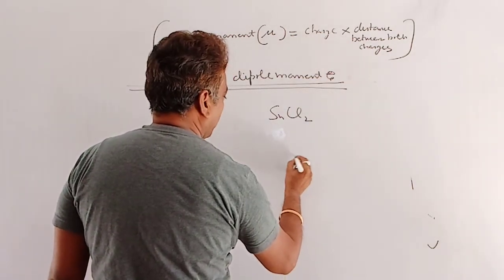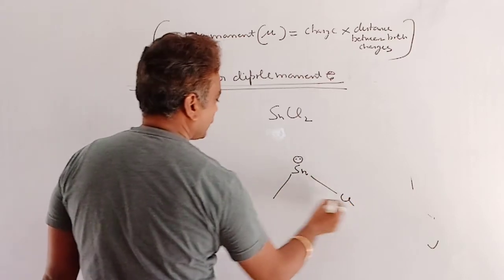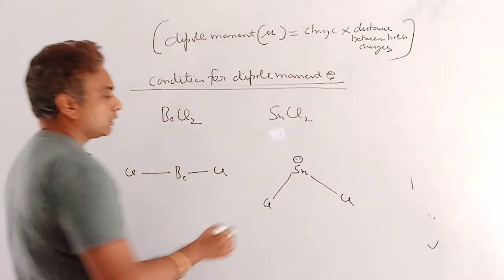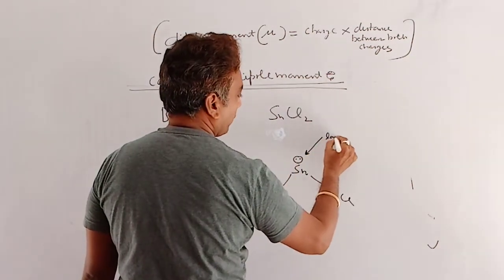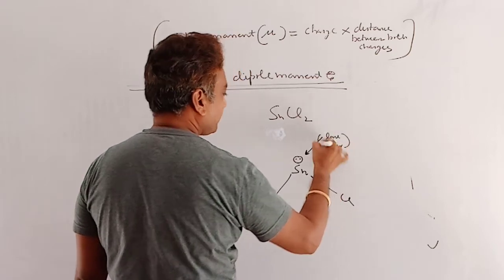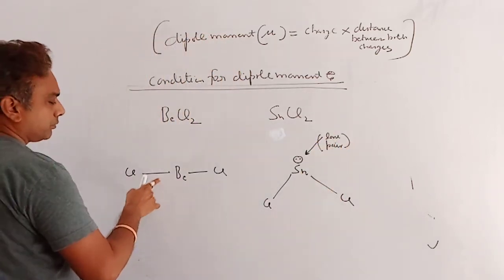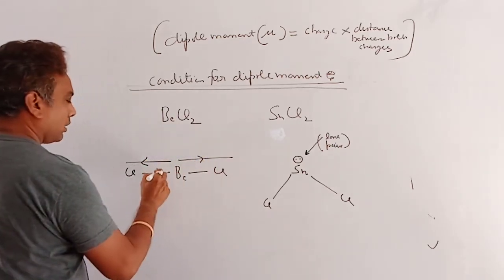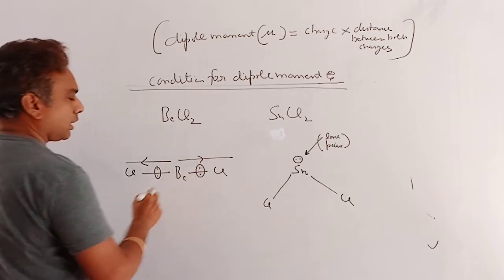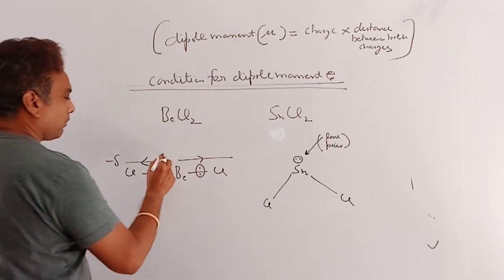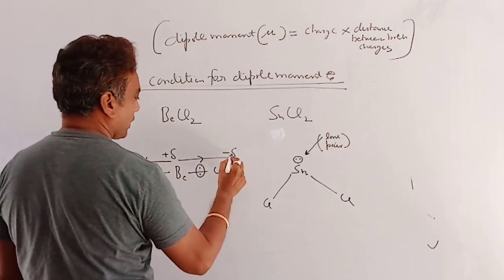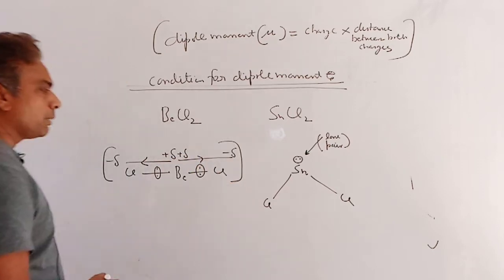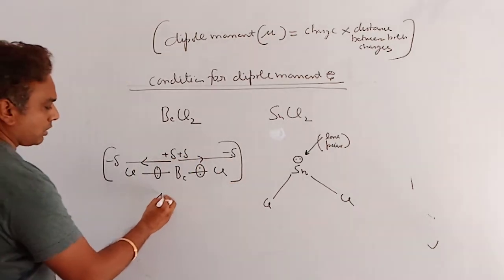But in case of tin, we have 4 electrons in the outermost shell in which 2 are shared with chlorine. So one lone pair is present at Sn. Here is the lone pair. So in BeCl2, shared electrons shift towards chlorine. Since the electronegativity of Cl is greater than Be, chlorine gets partially negative and Be gets partially positive. Polarity is minimized or cancelled out. So here mu is 0.